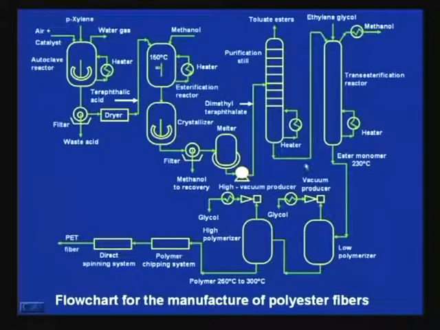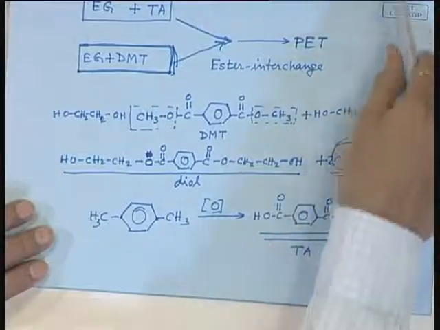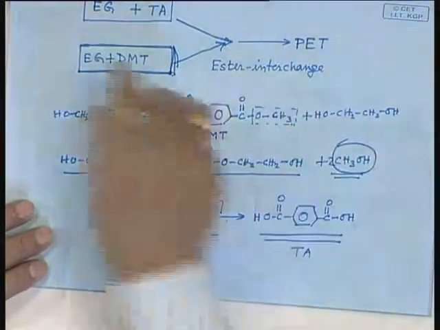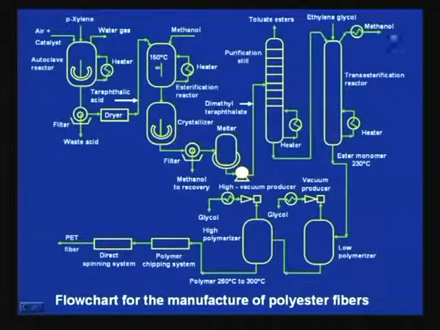Then that hot molten dimethyl terephthalate is passed to this polyester formation reactor, where ethylene glycol is fed. Here also, after this polyesterification, the methanol which is produced as a byproduct from this DMT can be recycled to this step.